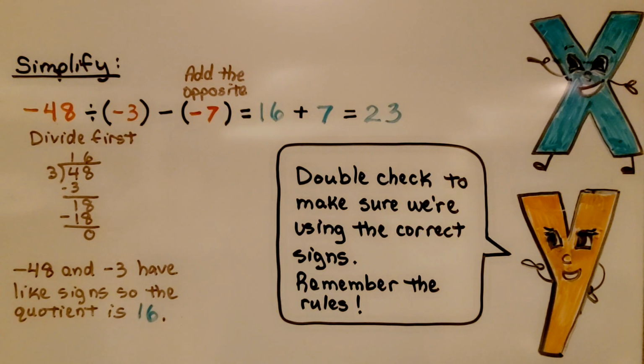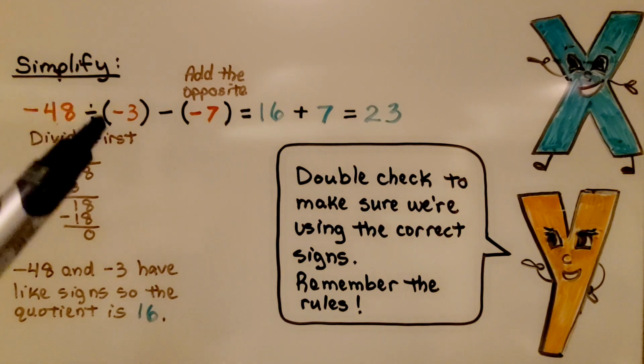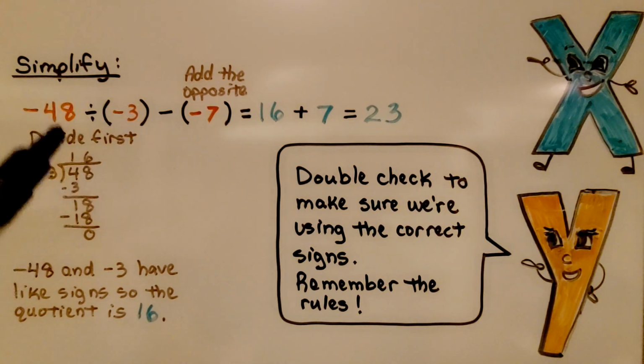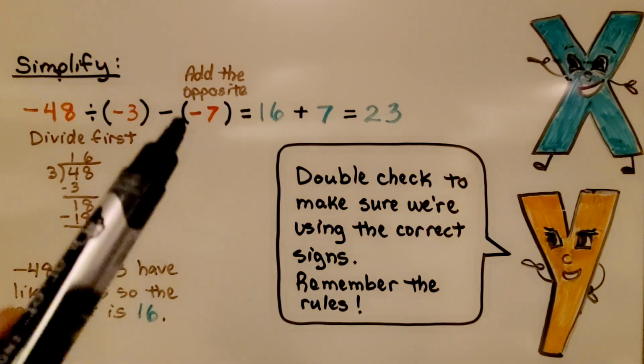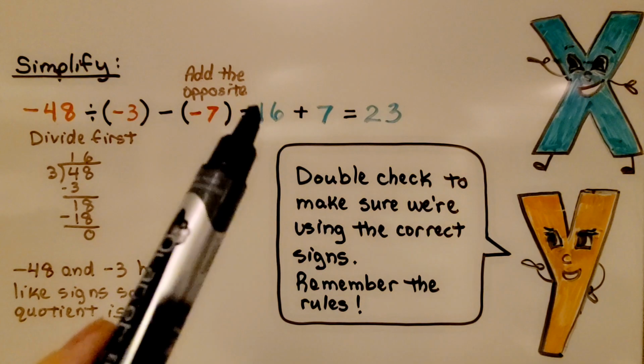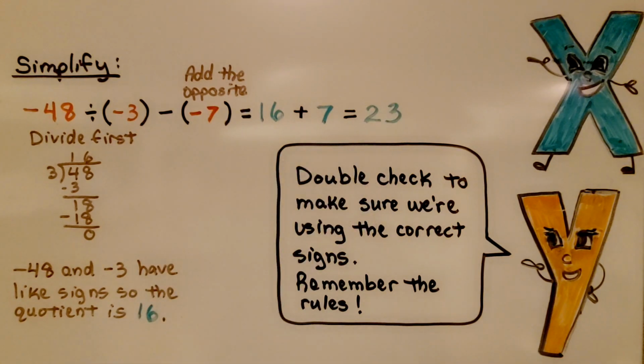We need to double check to make sure we're using the correct signs. And remember the rules. For multiplication and division, when they have like signs, it's going to be a positive. And we're going to add the opposite. So we're adding a positive and a positive, which is going to be a positive.